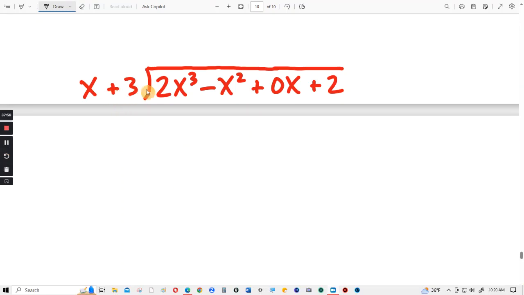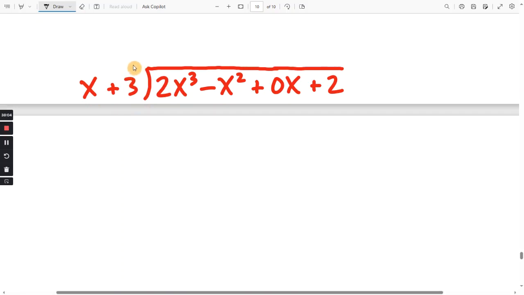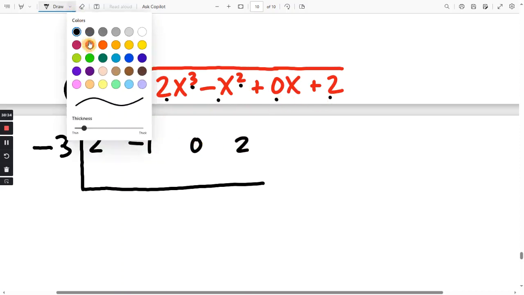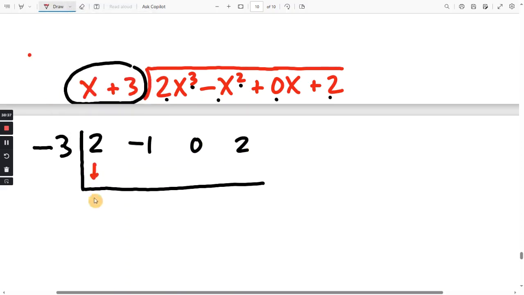All right, actually I think you've seen enough of this method, so I'm going to do this the synthetic way. Since we're dividing by x plus 3, the number outside the bracket is going to be a -3. All right, and what you do is write the coefficient for each one. You have to count down by 1, so we have it set up properly. This is going to be 2, -1, this is going to be 0, 2. So bring down the 2. And we're going to do -3 times that bottom row.